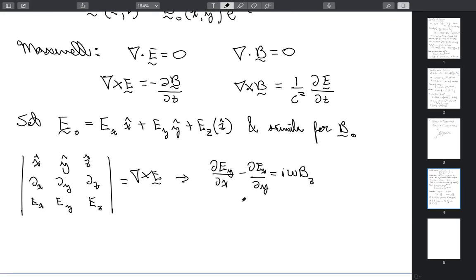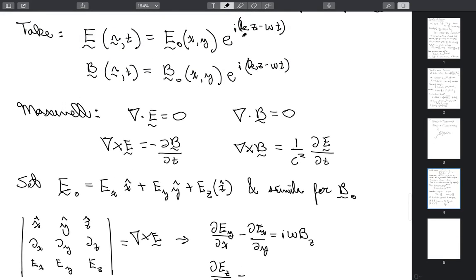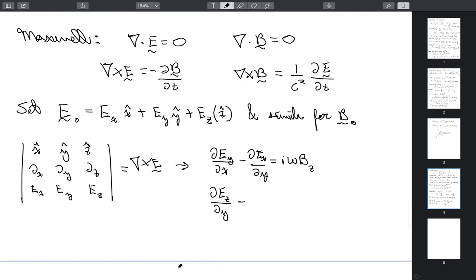Okay, so similarly, I can do the other components. If I look at the x component, I would have dEz/dy, and then I would have dz of Ey, but the z dependence is only in this exponential here. So that just gives me some ik, and then with the minus sign I get minus ik times Ey. Okay, and this should be equal to i omega Bx.